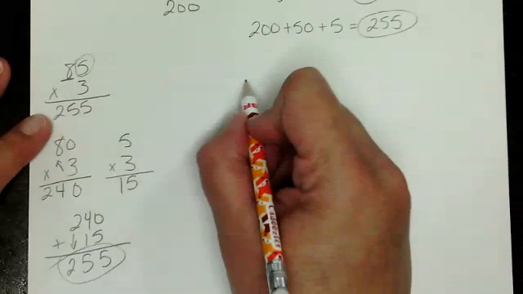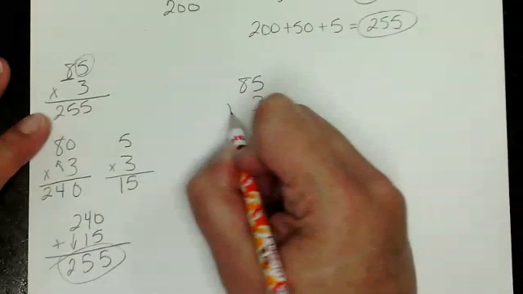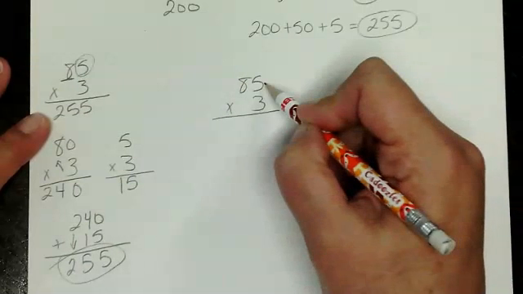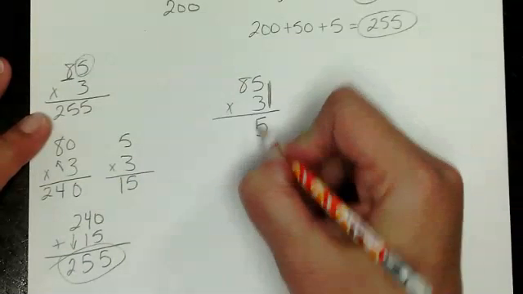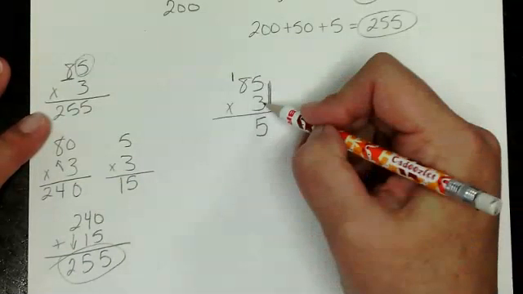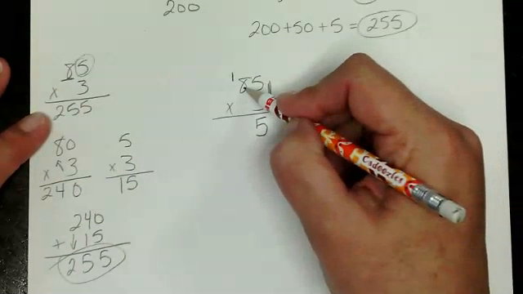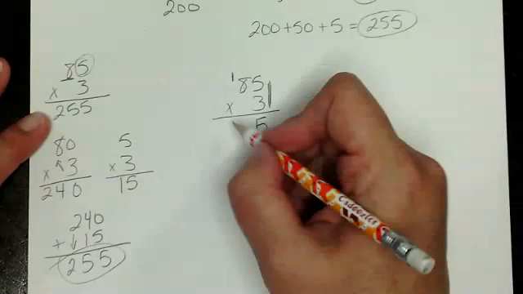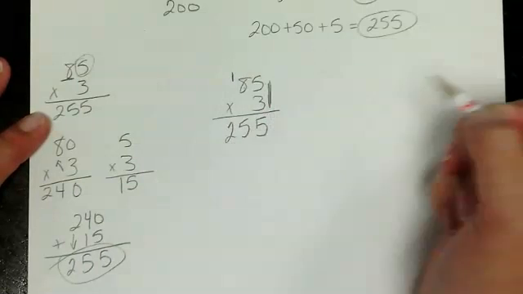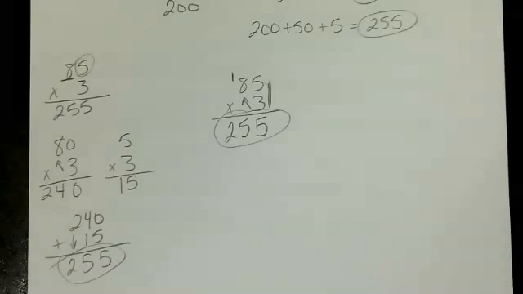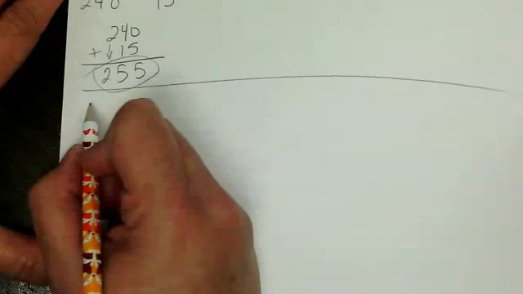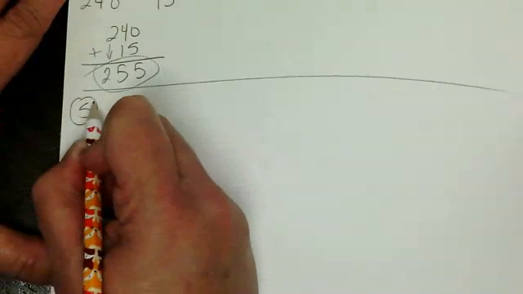One more way we could have done it. 85 times 3. 3 times 5 is 15. I put down my 5. I carry my 1. 3 times 8 is 24, plus 1 is 25. Okay? Those are my steps. 3 different ways you could have gotten that answer. 255 for number 4. All right, last but not least, we have number 5.